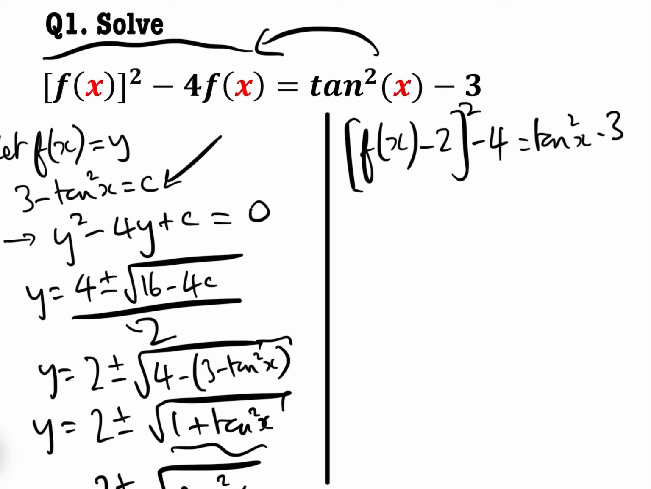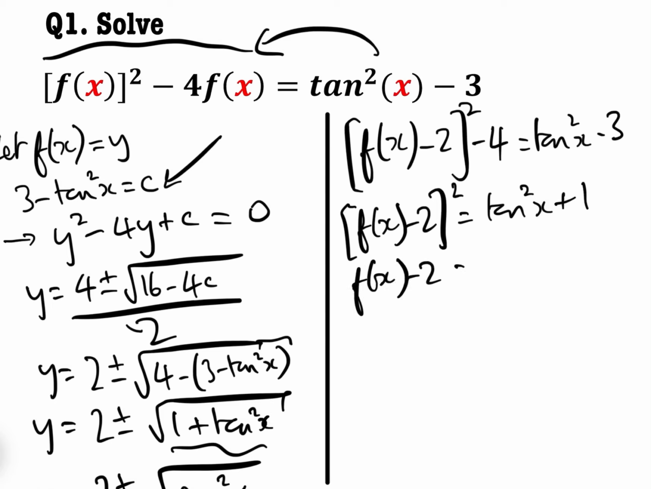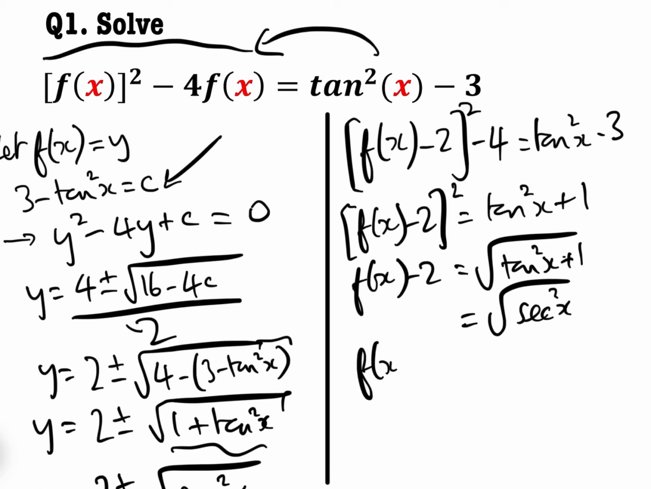And then add 4 to the other side, which gives us f(x) minus 2 all squared equals tan squared x add 1. Then when we take the square root, we get f(x) minus 2 equals the root of tan squared x add 1, which equals the root of sec squared x. So therefore f(x) equals 2 plus or minus sec x. That's a slightly quicker way, and it gives the same answer, of course.